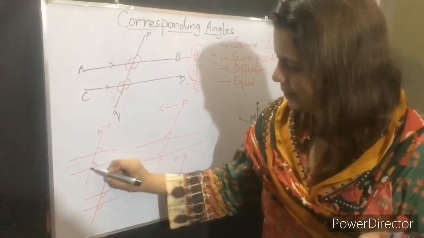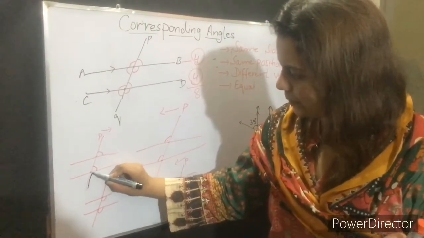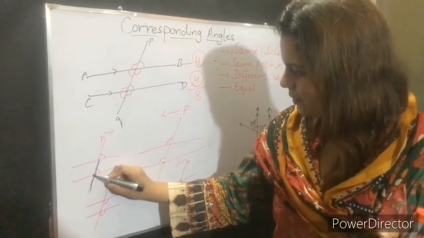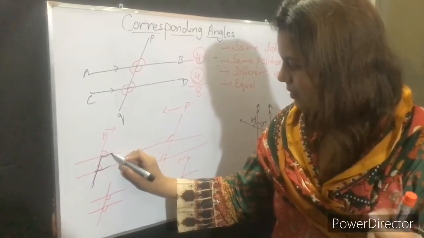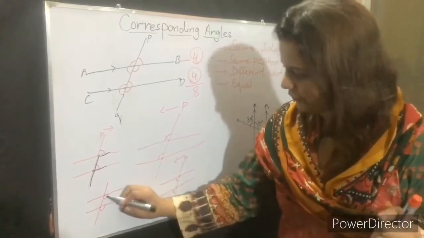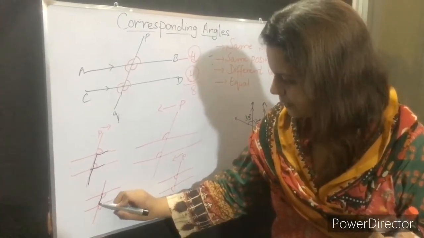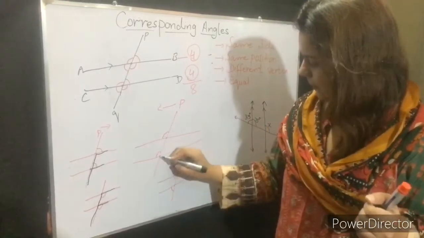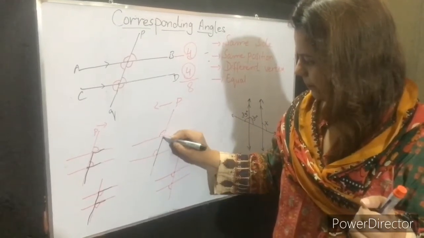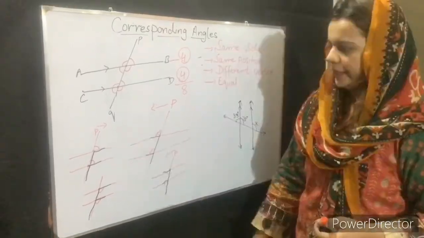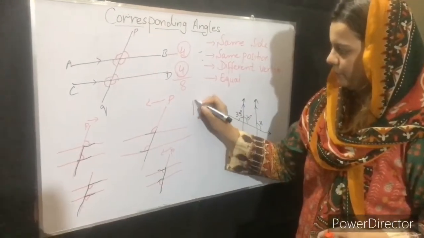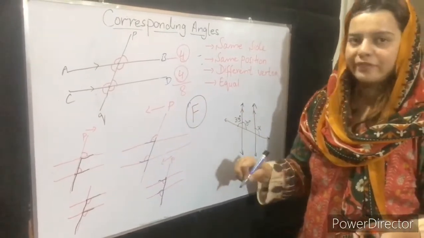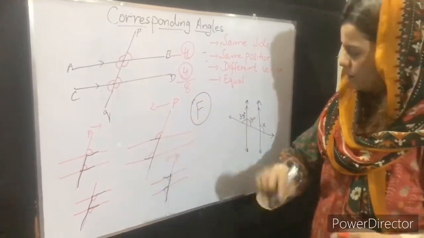If I say this angle starts from this line, goes towards this, we can see the F shape. If this line, another F we can make. It means for corresponding angles, you will find an F shape in your angles. When you observe an F shape, these types of angles are corresponding.